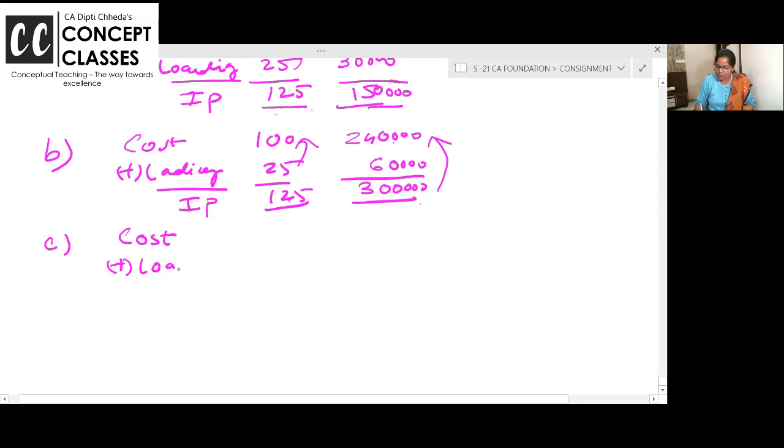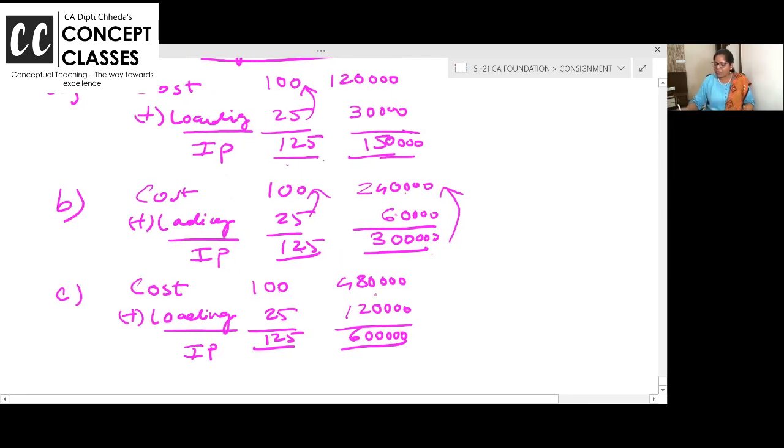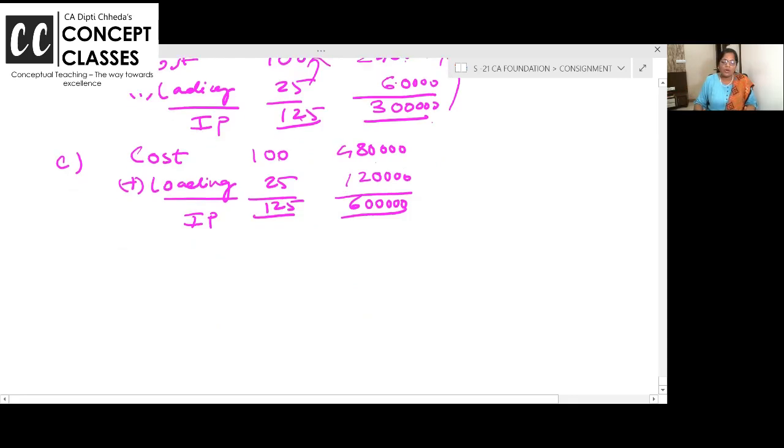Cost plus loading is invoice price. This time invoice price is 125% of cost. Cost is 4,80,000. Loading 1,20,000. And now 6 lakhs. Cost के ऊपर ही 25% है, but the cost is 480. Are you seeing? 120, 240, 480. जैसे जैसे the cost is changing, the loading and the invoice price are also doubling.